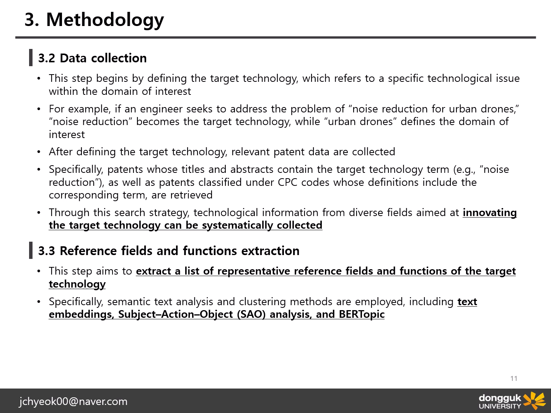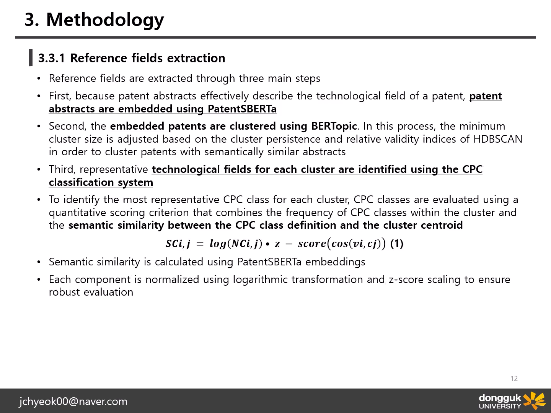In the data collection stage, the target technology is defined based on the technological problem to be addressed. For example, urban noise reduction is defined as the target technology and urban drones as the application domain. Patent data are then collected using both keyword-based searches in title and abstract and CPC classification criteria, resulting in a broad and systematic patent dataset.